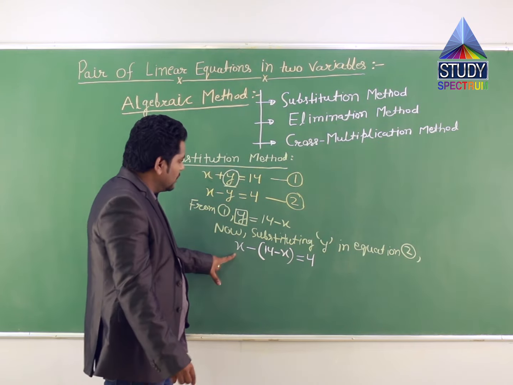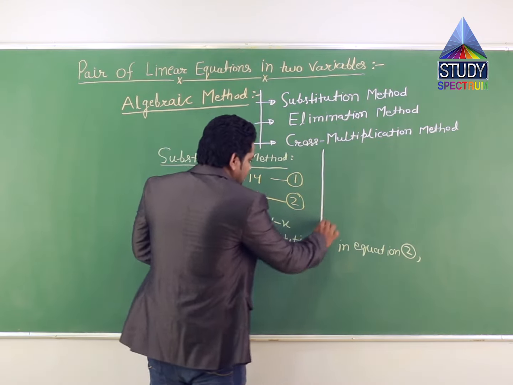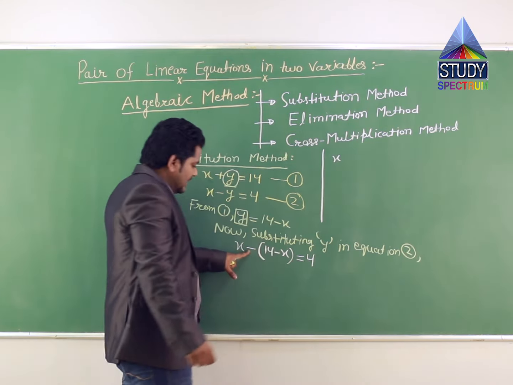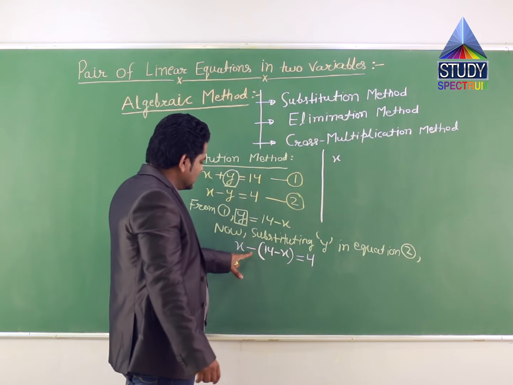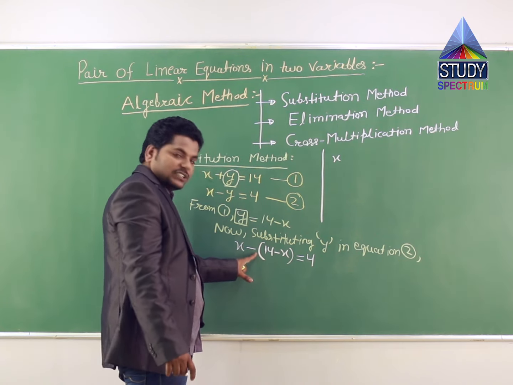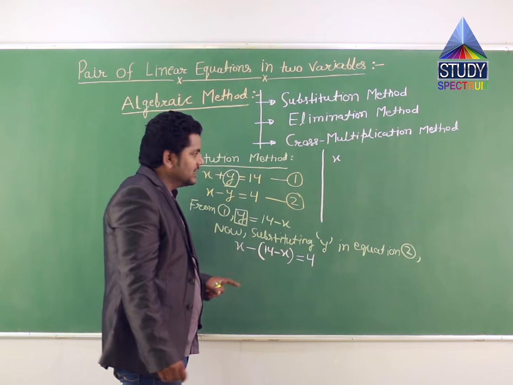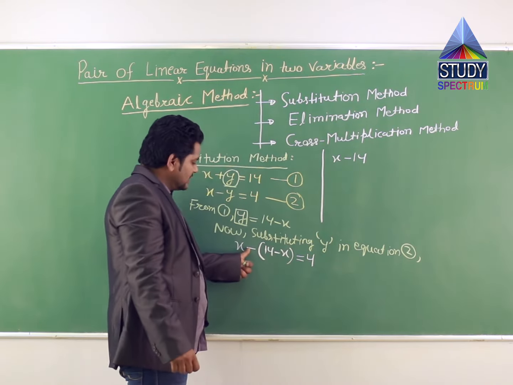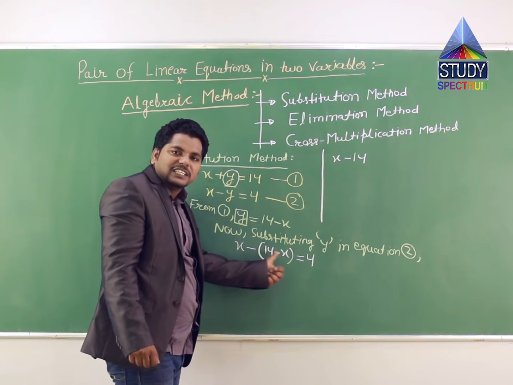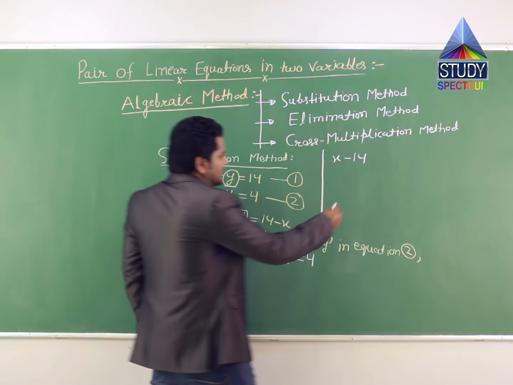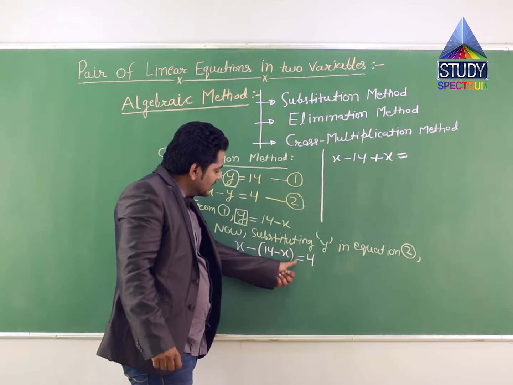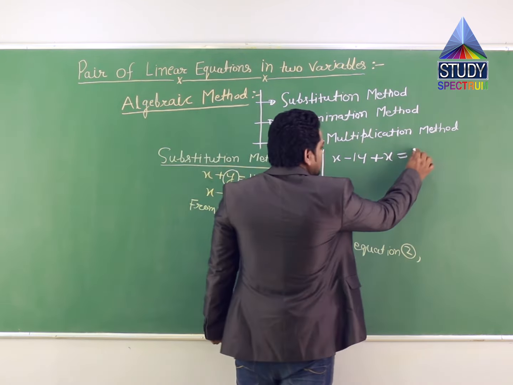Okay. So now we'll start here. So x is there, then minus into plus 14 is minus 1, it is actually minus 1. Minus 1 into plus 14 is minus 14. And minus 1 into minus x, minus minus plus, so plus x, is equal to right hand side is 4.